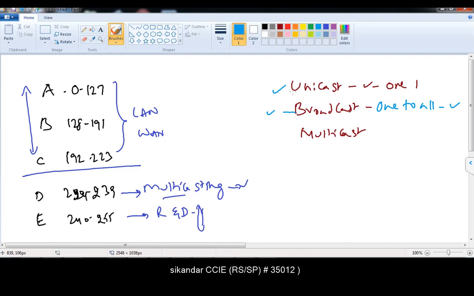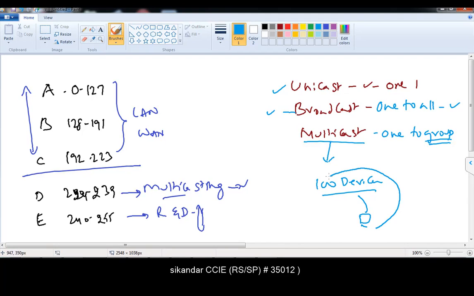So unicast is normal communication. There is one more type of communication we call multicast, where we are trying to send to a specific group of addresses. Like maybe I have 100 devices connected in my LAN, but I'm sending it only to the respective devices. Like I'm sending a request only to 10 devices, not all 100 devices.